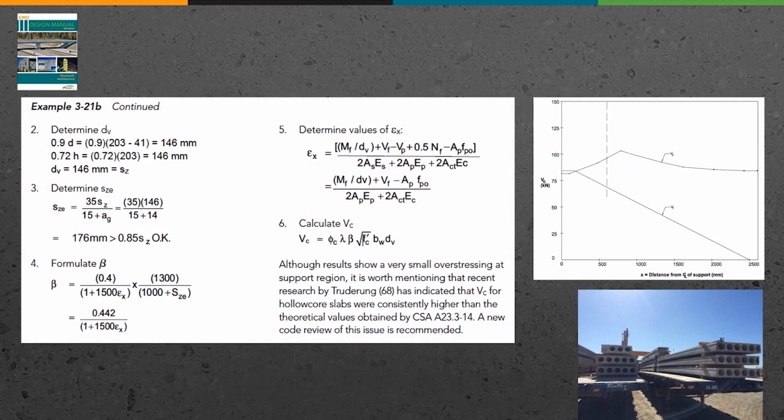The next example is an example for hollowcore. We're going through the same thing real fast, but we find out for that particular example, last time we tried to play with it a little bit.